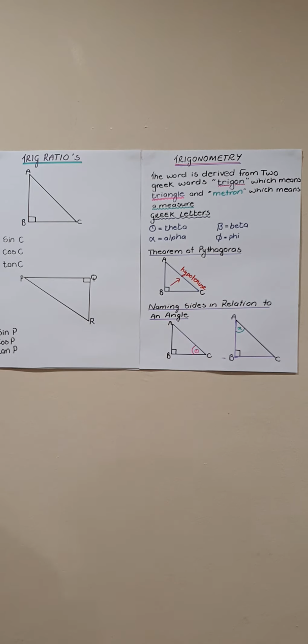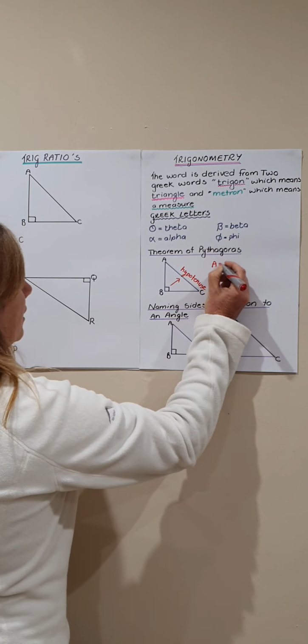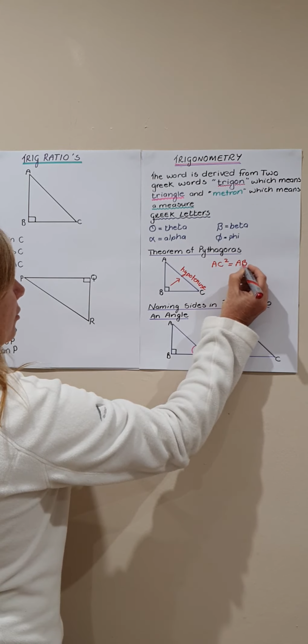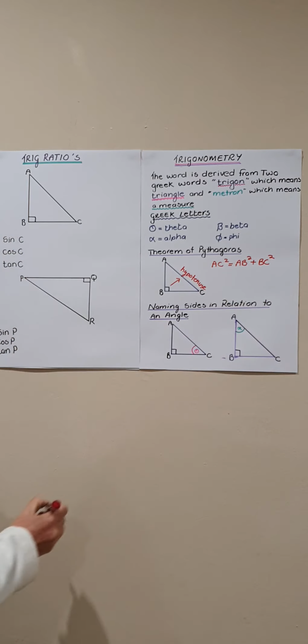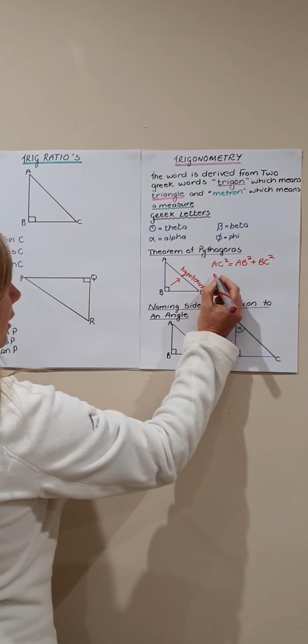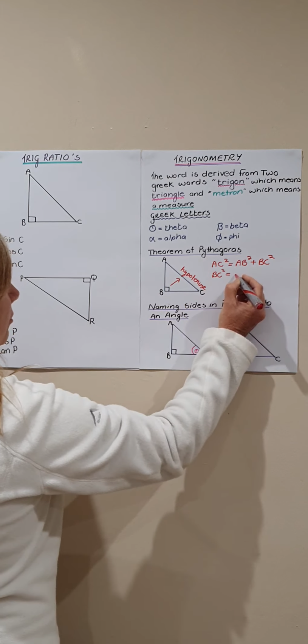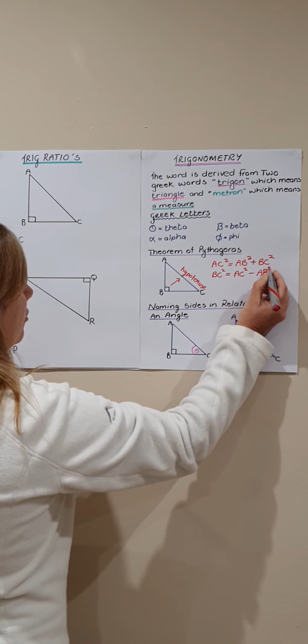Okay, and Pythagoras said that the square on the hypotenuse is equal to the sum of the squares on the other two sides. So if I look at this triangle, I can say that AC squared is equal to AB squared plus BC squared. And if I was looking for BC, I could say that BC squared is equal to my hypotenuse, which is AC squared minus AB squared.